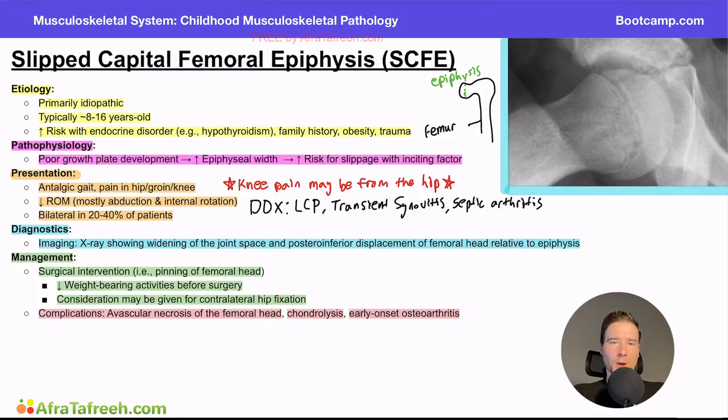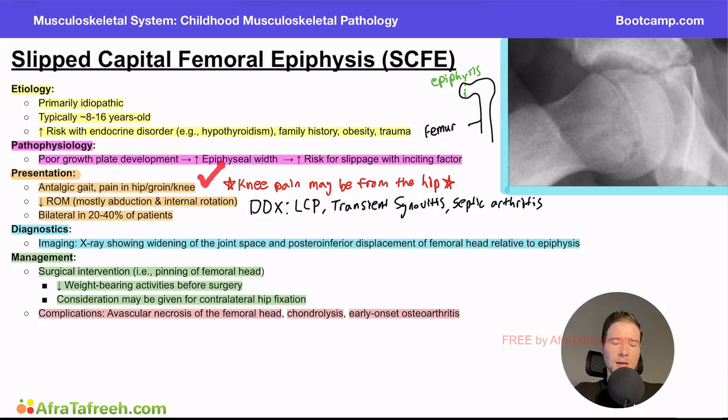So just a quick summary to wrap up this video. Slipped capital femoral epiphysis, sometimes abbreviated SCFE. We're talking about the femur, the long bone. Etiology is primarily idiopathic, but we do know it tends to occur kind of during the growth spurt in this age range and some of the risk factors that are involved. The pathophysiology here, poor growth plate development leads to widening of the epiphysis, which increases the risk for slippage.